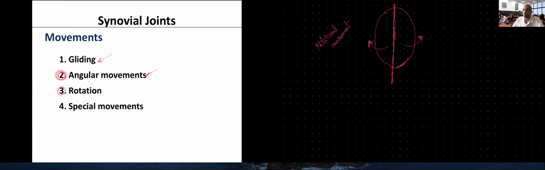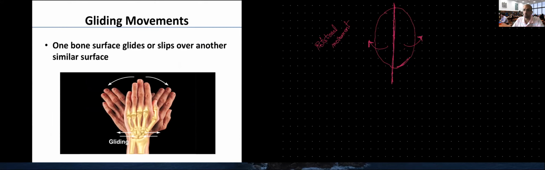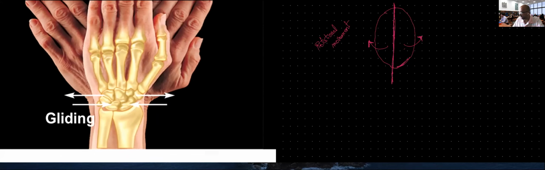And finally, we have special movements that we're gonna be discussing. So first, gliding motion, like the gliding movement between your carpal bones. So whenever you are moving your hand, your fingers, touching your carpal bones, you will feel that there is a very slight movement taking place between your carpal bones. And this slight gliding motion, this sliding that is taking place between the carpal bones is considered a gliding movement. This shallow sliding movement taking place, it's my gliding motion.